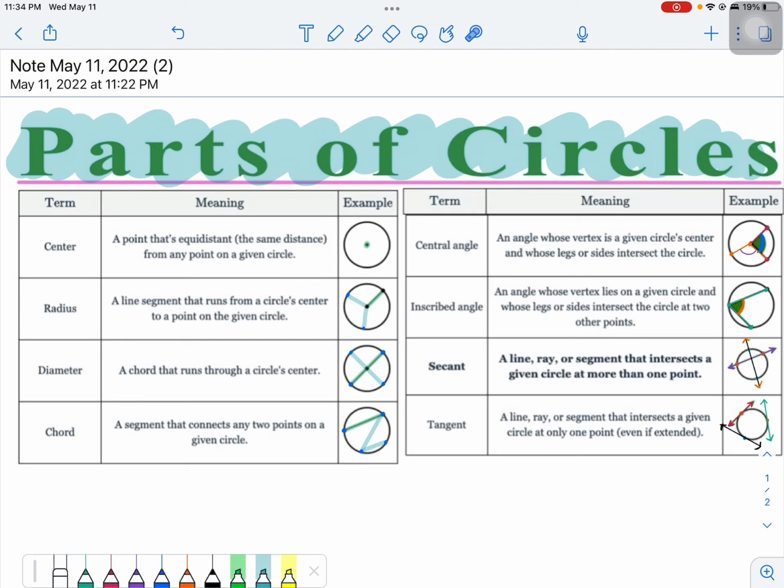All right, so those are the parts of the circles that you're going to work on in this assignment. Okay, so make sure you watch this video again if you have to, just to clarify yourself with the parts of the circles. And good luck on the assignment, and see you next time.